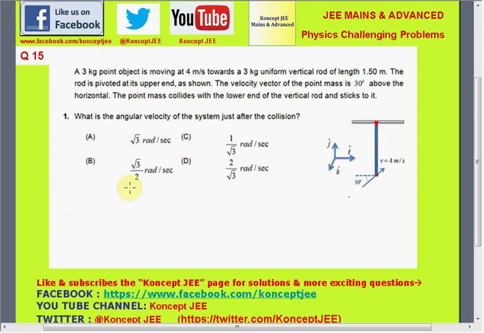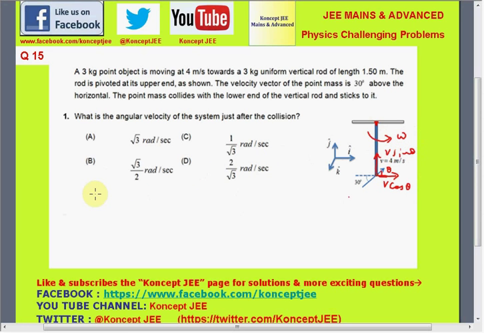You have to think about why the angular momentum is conserved in this case. You can see the velocity of this point mass making an angle of 30 degrees with the horizontal. So there are two components of this velocity. The horizontal component is v cos theta and the vertical component is v sin theta, right? So this angle is theta. This component of velocity, v cos theta, rotates this rod. Let's say just after the collision the angular velocity is omega.